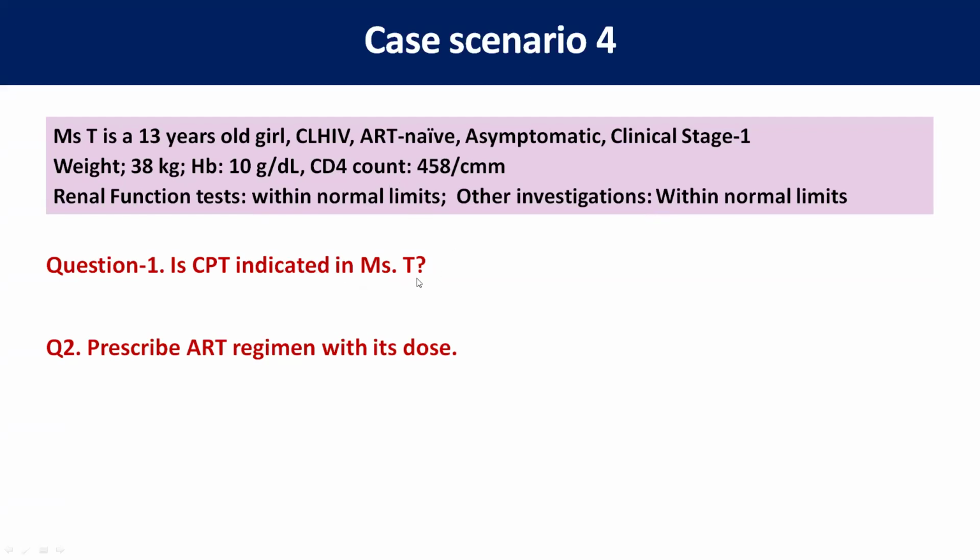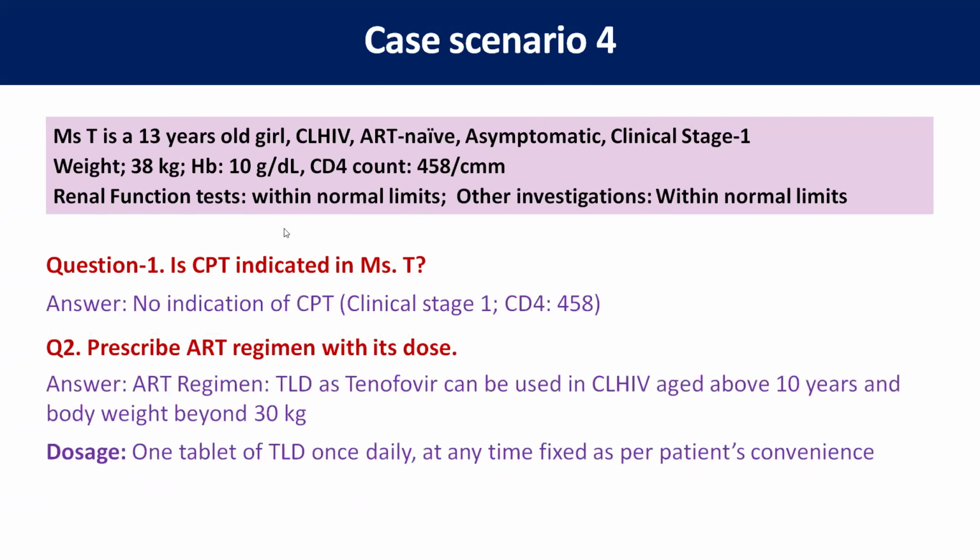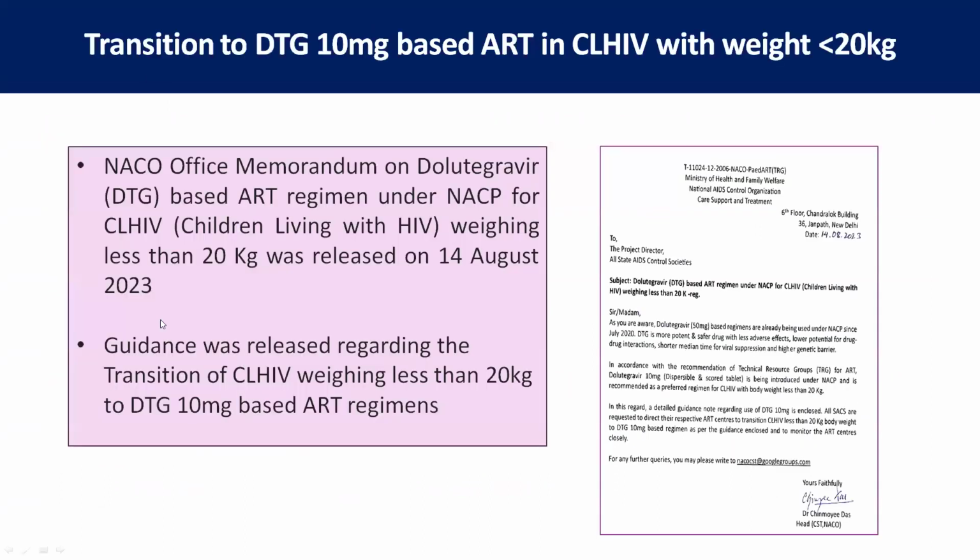Is cotrimoxazole prophylaxis indicated? Let's see, the age is 13 years, and the CD4 is more than 350. Now see the clinical stage, it's stage 1. So she doesn't need it. Renal function is normal, so we'll give TLD once daily at any time, fixed as per the patient's convenience.